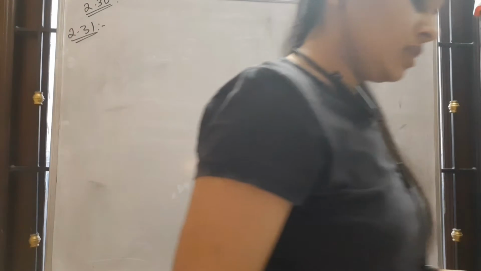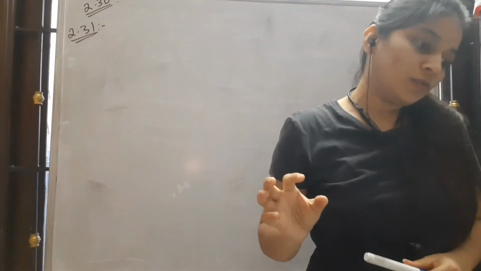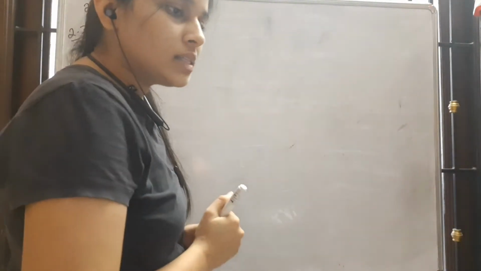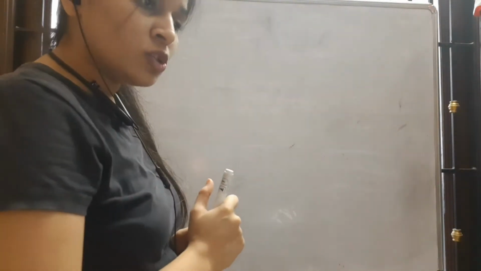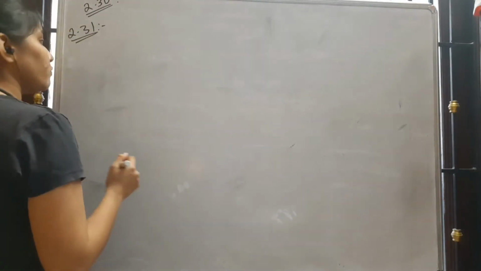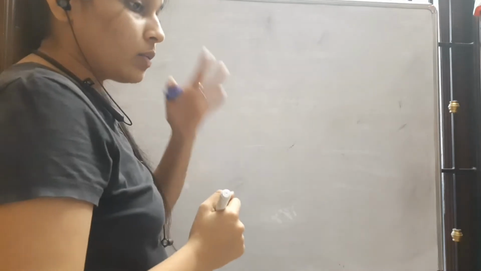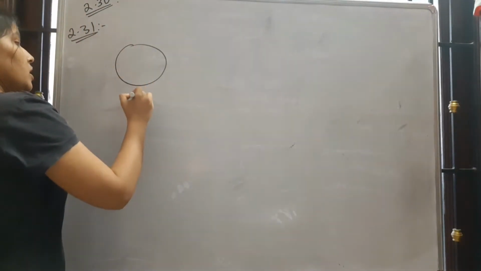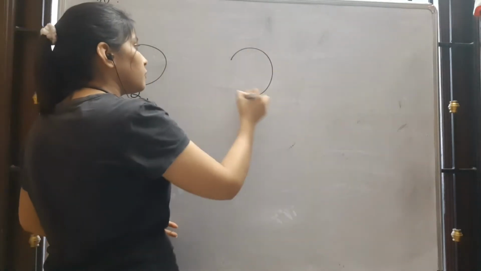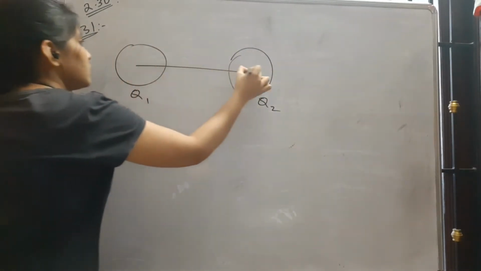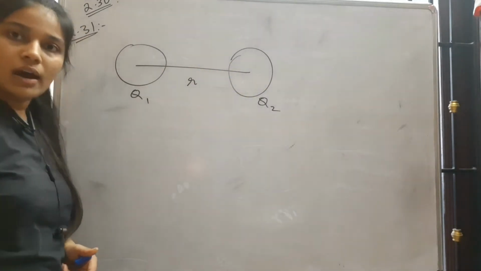The first one is: two large conducting spheres carrying charges Q1 and Q2 are brought close to each other. Is the magnitude of the electrostatic force between them exactly as given by Q1 Q2 by 4 pi epsilon naught r square, where r is the distance of separation between their centers? So you have two large spheres, and the distance between the centers of the spheres is r.